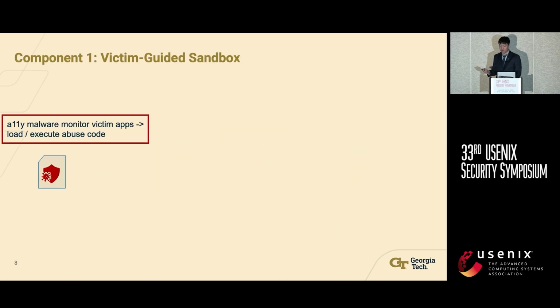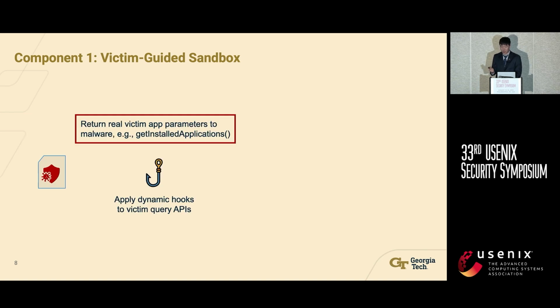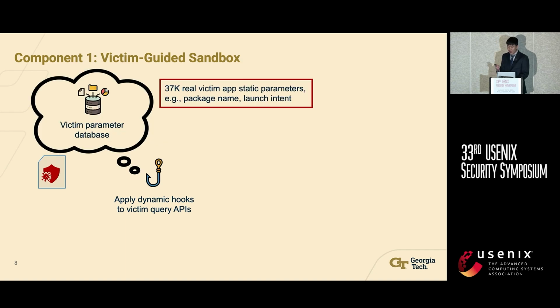So the first key component of Diva is its victim-guided sandbox. Our insight is that ally malware will monitor the victim apps before loading and executing abuse code. That's why we apply dynamic hooks to victim query APIs, in this case, to return real victim app parameters to the malware, for example, get installed applications. And these parameters are collected in a victim parameter database consisting of 37K real victim app static parameters, such as their package names, their launch intents, etc.